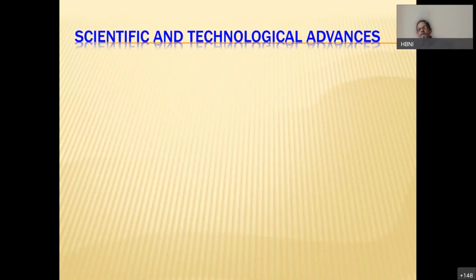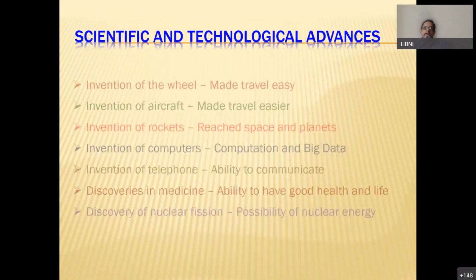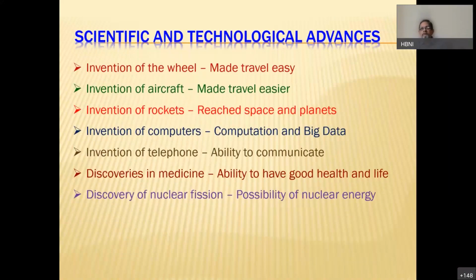Now you take the case of scientific and technological advances. The invention of the wheel, for example, made travel easy. The invention of aircraft made travel easier. And then we had the invention of rockets. We could reach outer space and reach the moon, and many rockets reached outer space. Computers, computation techniques, big data, which is a very big thing now.